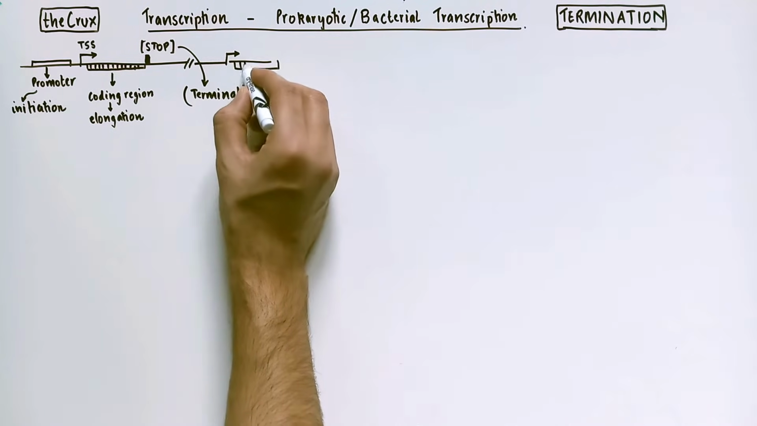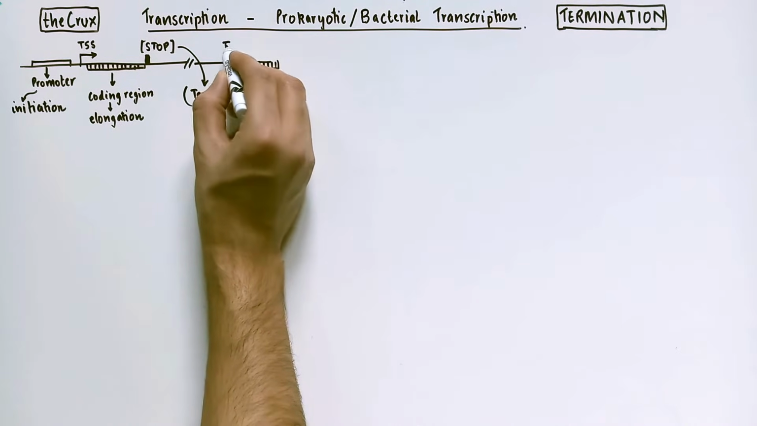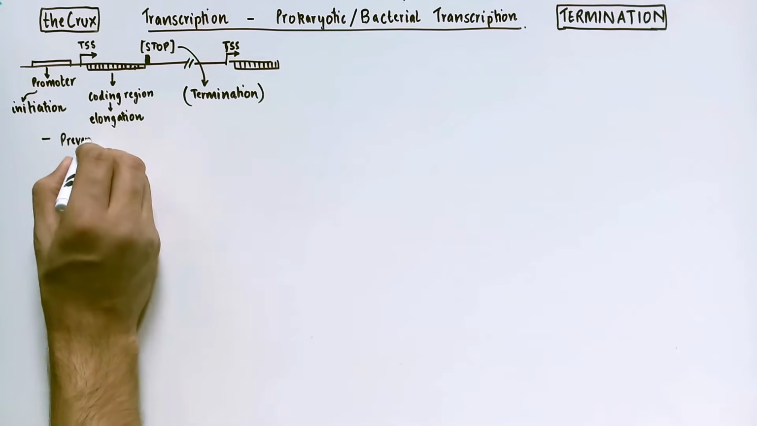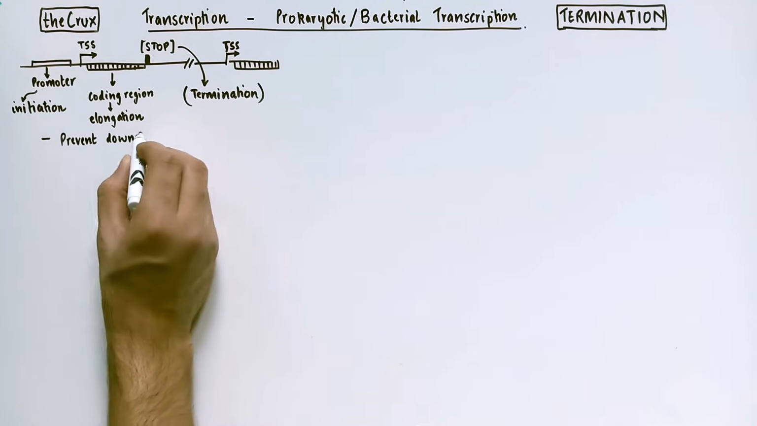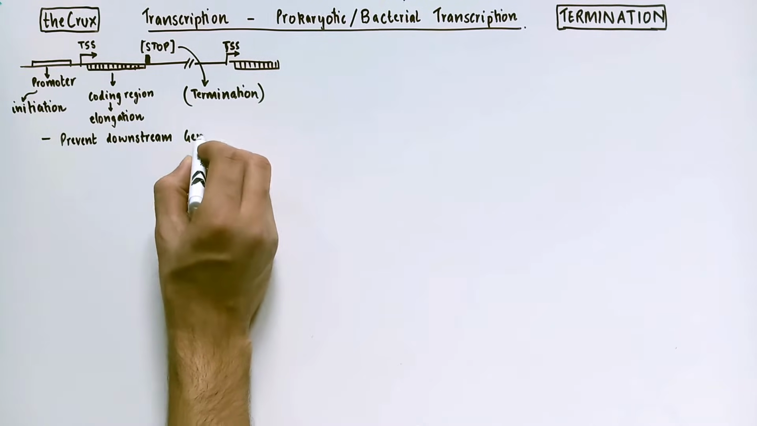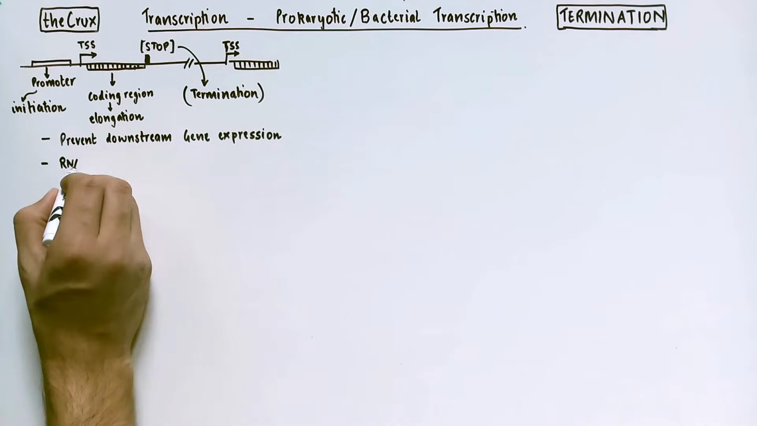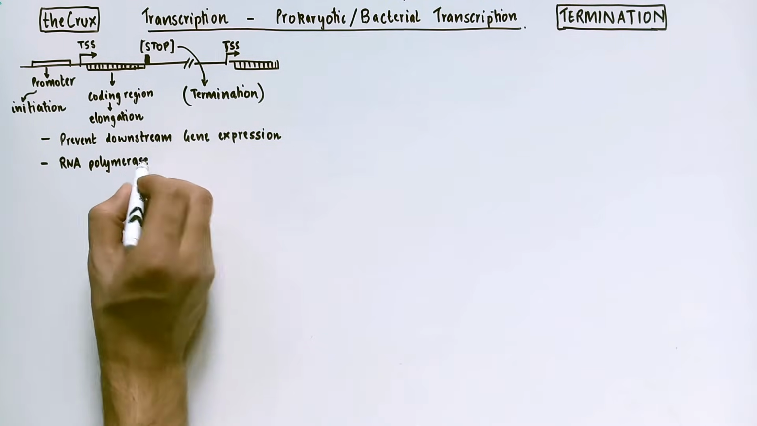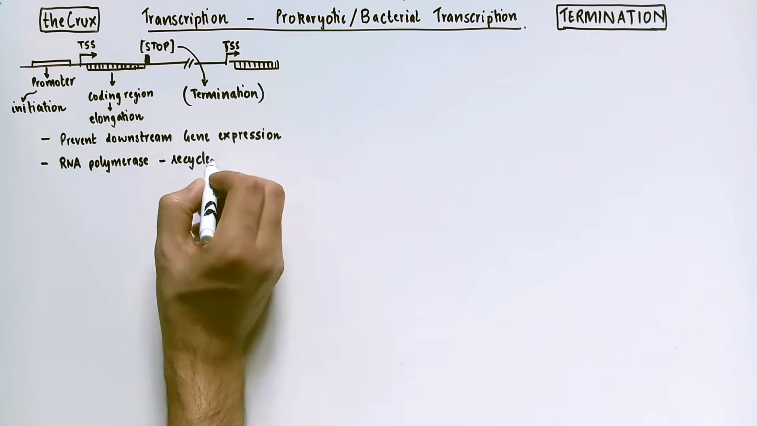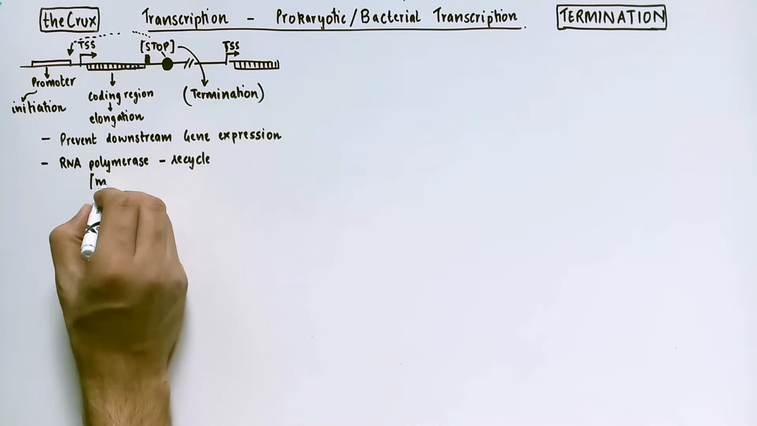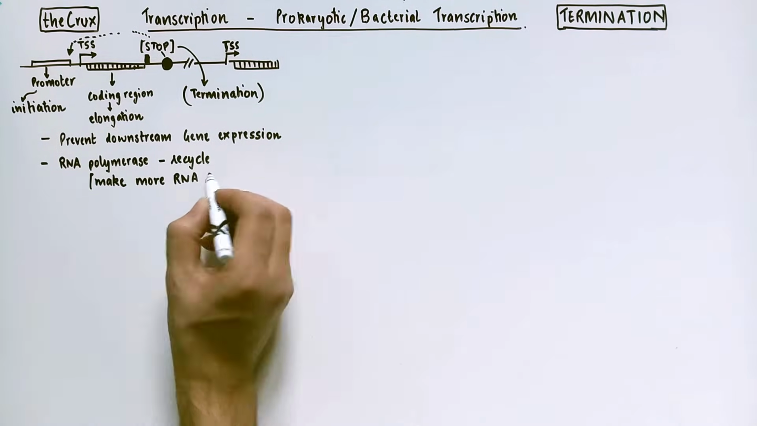Well, the obvious answer is not so obvious until we see that in a genome, multiple genes are present in tandem. So if you don't want the downstream genes to be expressed, the termination must happen at the end of the defined coding region. Also, let's say you need to make more RNA of the same gene. In that case, you might want to recycle the RNA polymerase so that it goes back to the promoter and starts over again to make more RNA.